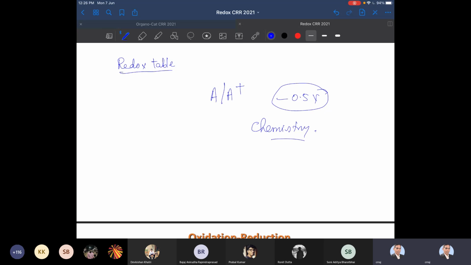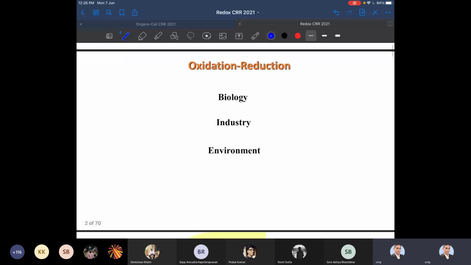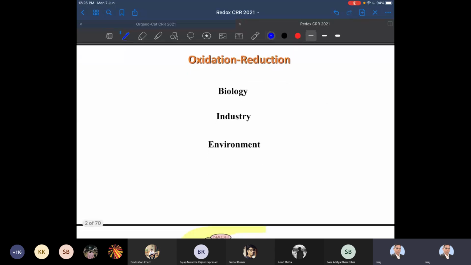So how do we know that? For that only we are going to study here. Okay, this is an interesting topic, right? I don't know how much you enjoy the redox table and redox chemistry. In the JEEs, the students should focus much on this topic so that they can easily score more, right?